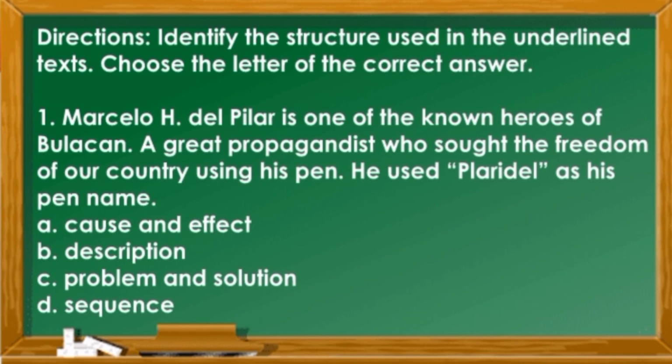Number 1. Marcelo H. Del Pilar is one of the known heroes of Bulacan, a great propagandist who sought the freedom of our country using his pen. He used Plaridel as his pen name. A. Cause and effect. B. Description. C. Problem and solution. D. Sequence. What is your answer? Correct. The answer is letter B, description.